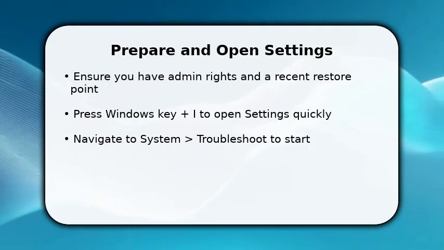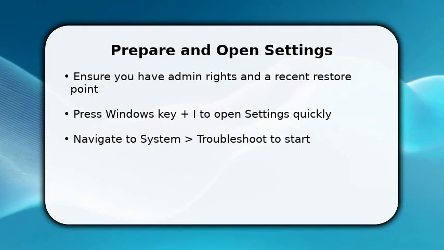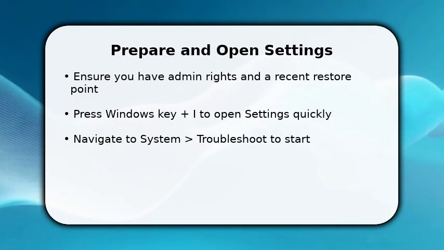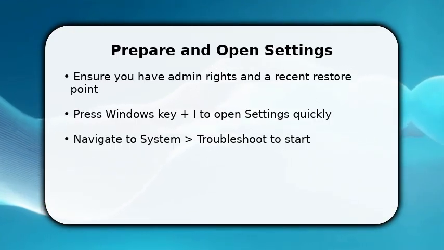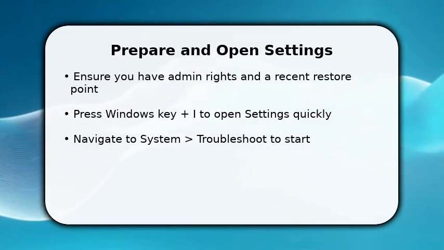You start by making sure you have administrator access and a restore point in case you need to roll back. Once done, press the Windows key + I to open Settings immediately. This is faster than hunting in menus. Then go to System and choose Troubleshoot because that centralizes Windows 11 repair options. You're doing this so you can run automated diagnostics and keep system changes scoped.